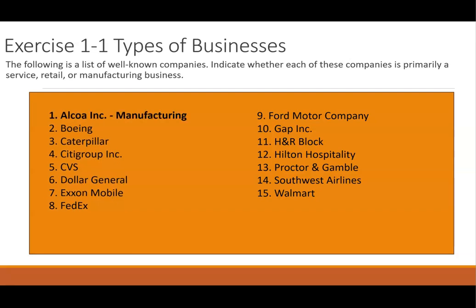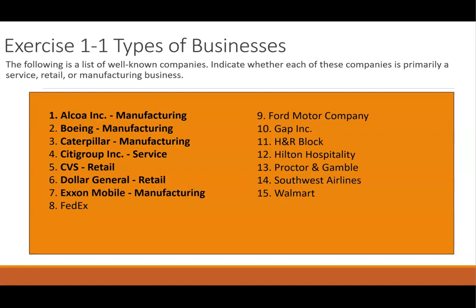So Alcoa is a manufacturing. Boeing, we've heard a lot about them in the news recently. They've had their hand slapped. Airplane manufacturer, manufacturing. Caterpillar, big with the farming community. Citigroup, banking, financial investment. CVS, pharmacy. Dollar General, retail. ExxonMobil, manufacturing of gas, oil.